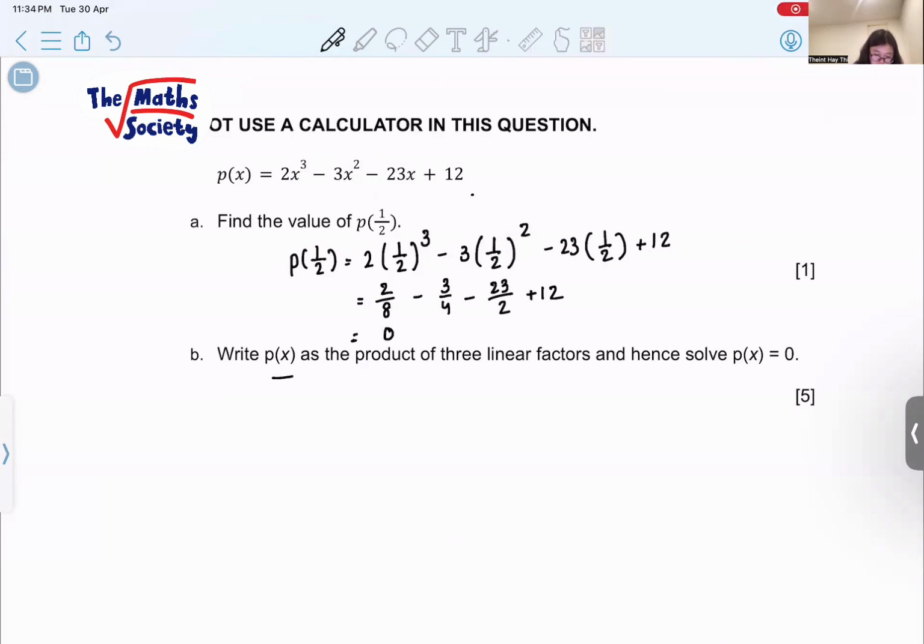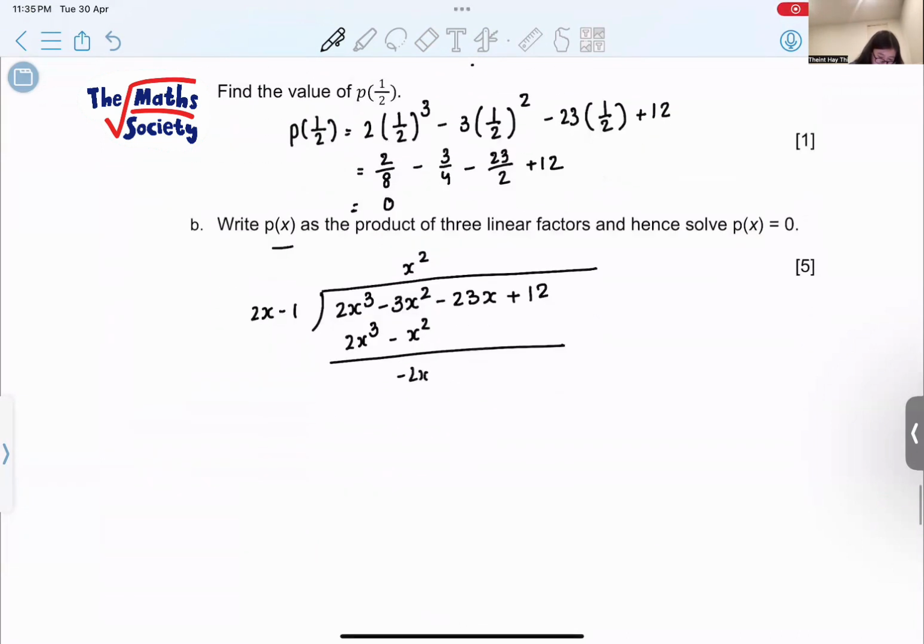And then you have to write p of x as a product of 3 linear factors. So it's going to be this way, which is 2x cubed minus 3x squared minus 23x plus 12. So it's x minus 1 by 2, which is 2x minus 1. You don't need a bracket. And then you just get x squared, so you'll get minus 2x squared minus 23x minus x, minus 24x plus 12. Oh no, minus 12x, minus 12, yeah. Then plus 12 and you get 0.